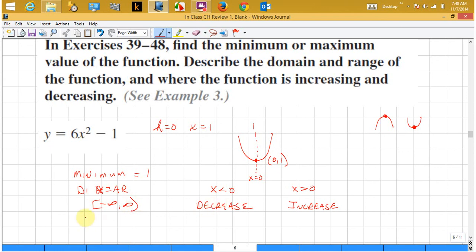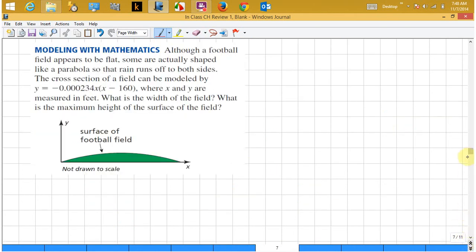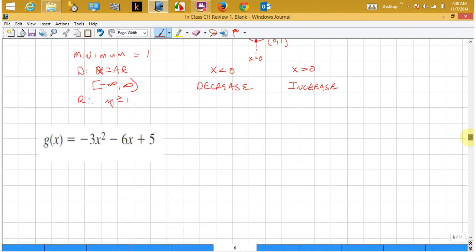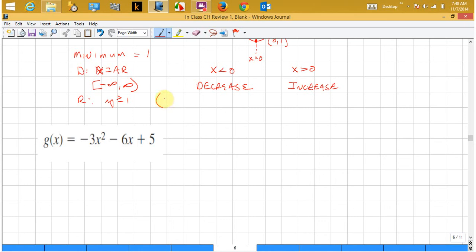And the range is going to be where y is greater than or equal to the vertex. So y is greater than or equal to 1, which in interval notation would be written [1, infinity). Okay, next problem.